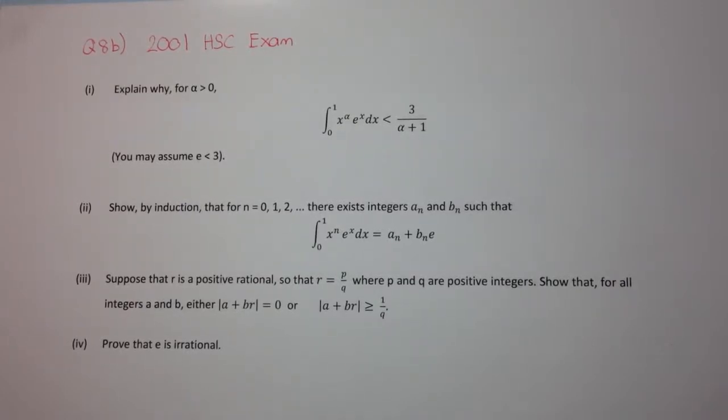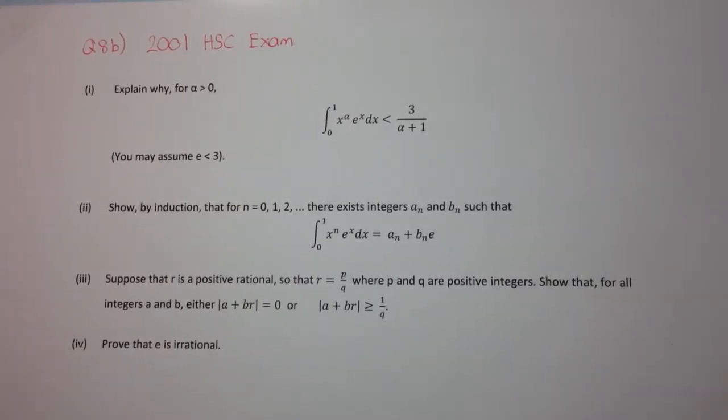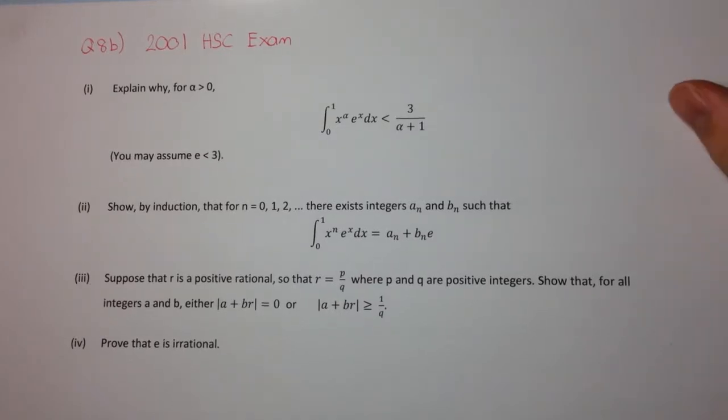Part 2, show by induction that for n equals 0, 1, 2, and all positive integers, there exist integers a sub n and b sub n, such that the integral from 0 to 1 of x to the power n times e to the x dx is equal to a sub n plus b sub n times e. And it's important to remember that throughout part 2, a sub n and b sub n are just some integers. Okay, so let's start off by having a look at part 1.